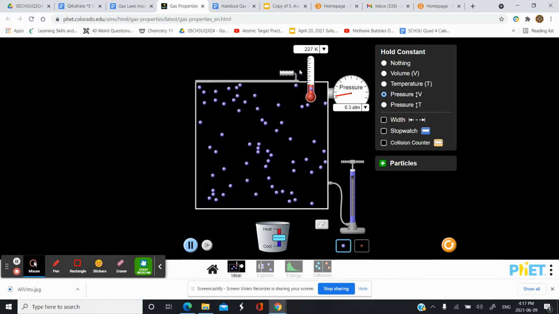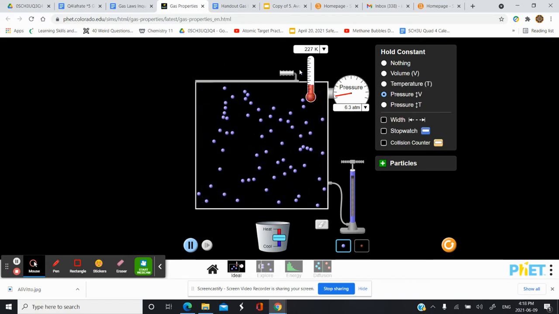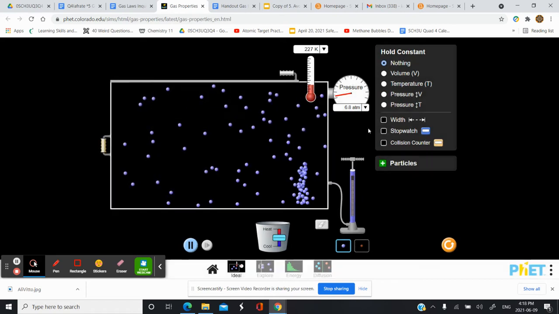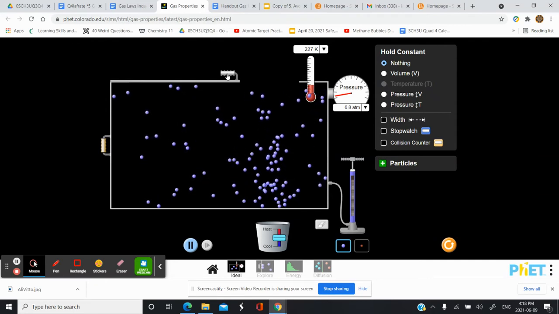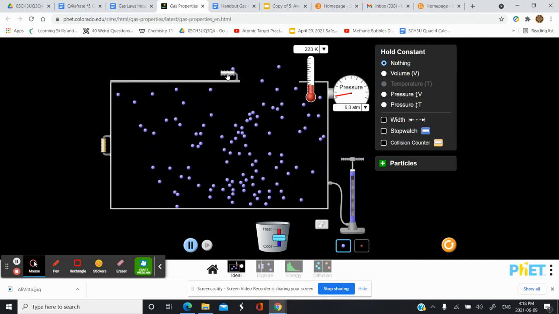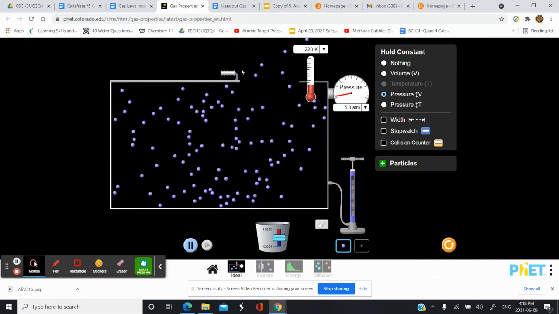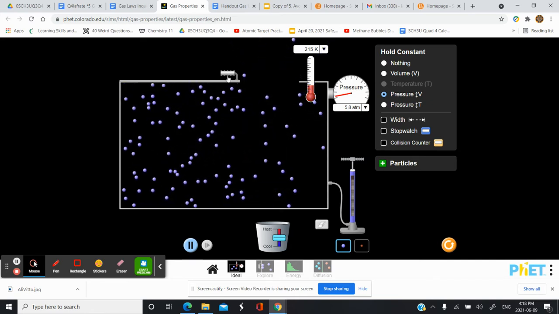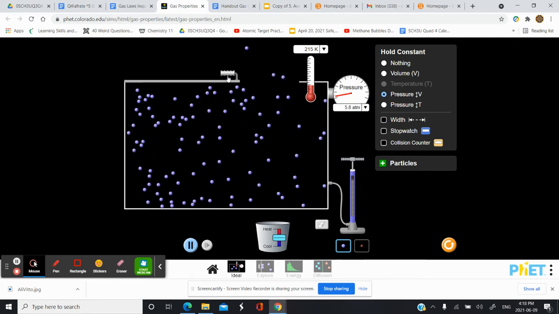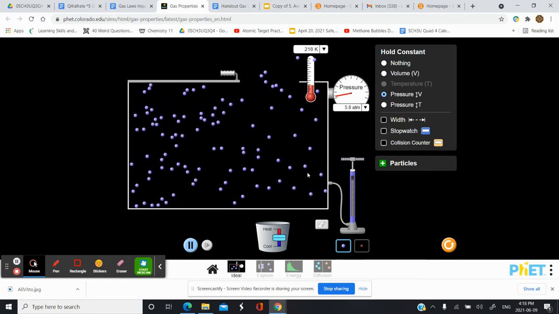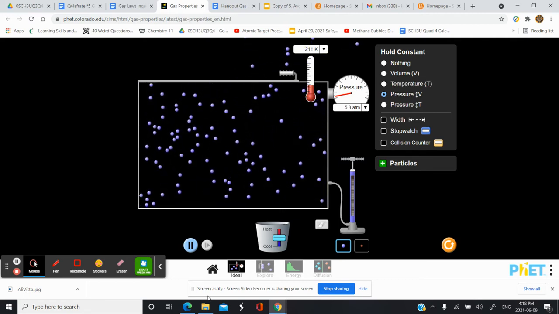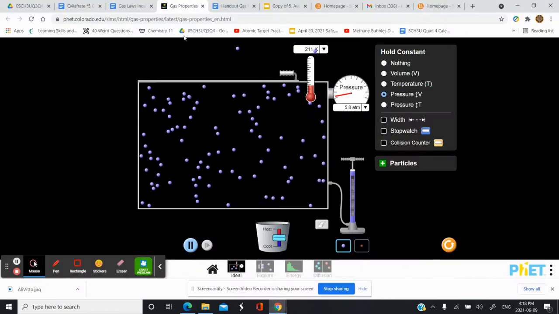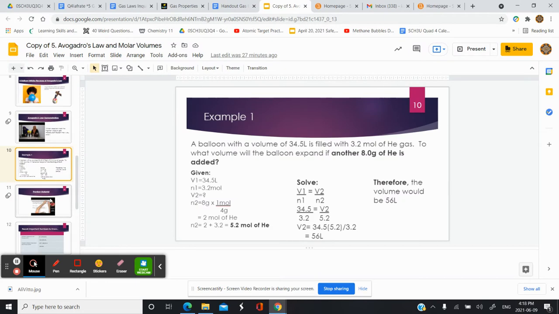So when you decrease moles, volume goes down. When you increase moles, volume goes up. And again, we can take some out, and our volume will start to decrease as we let some of the gas particles escape. That's just a little visual animation of Avogadro's law in practice. Now we're going to take a look at the molar volume as it relates to Avogadro's law. So let's go to our slide deck here.